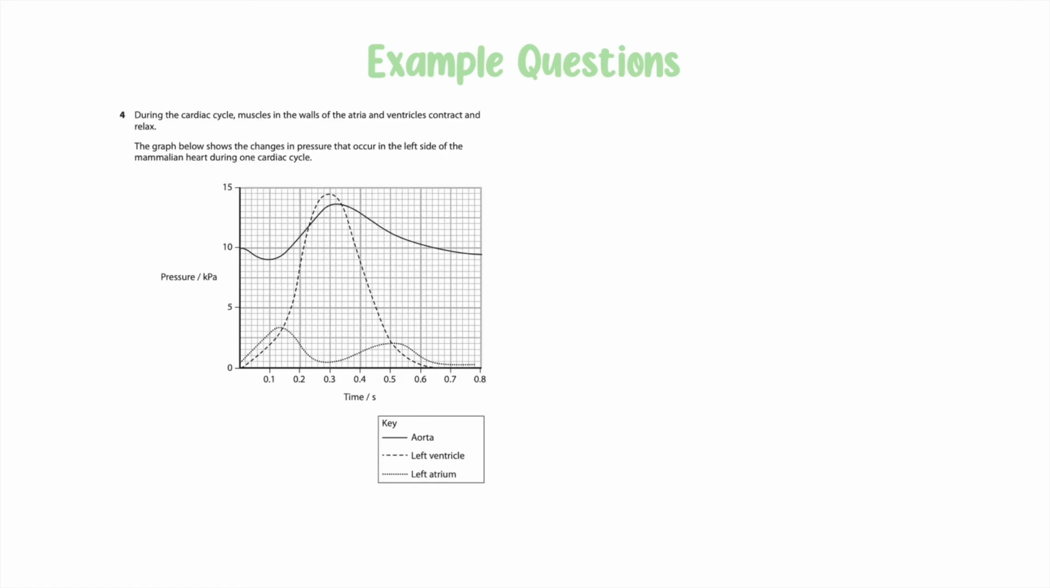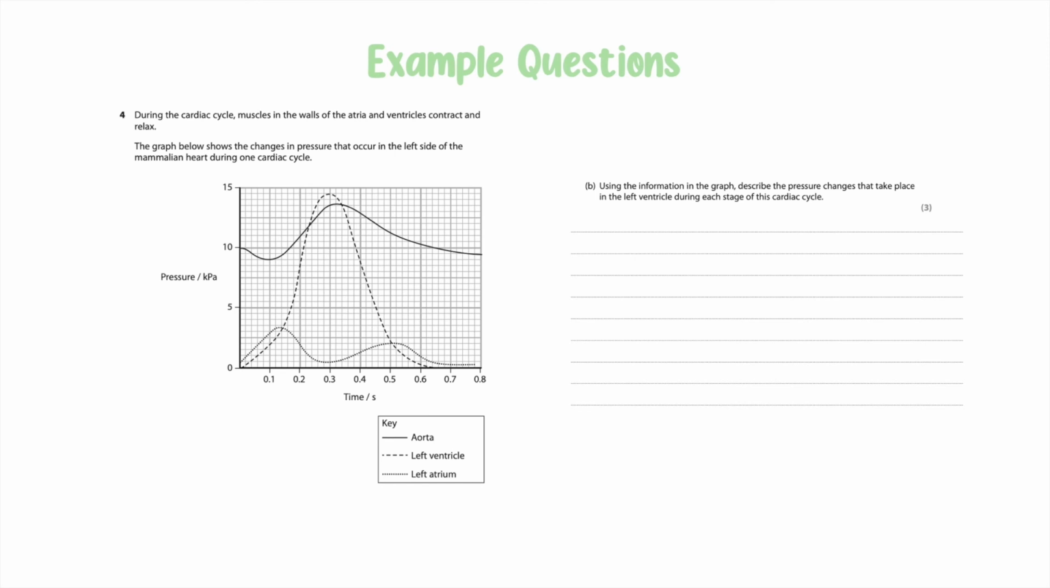This one looks at the diagram comparing aorta, left ventricle and left atrium pressure. The question is, using the information in the graph, describe the pressure changes that take place in the left ventricle during each stage of this cardiac cycle. So you can pause the video, write down your answer, or just think about it. I'm just going to show you the mark scheme because I think that's easier.